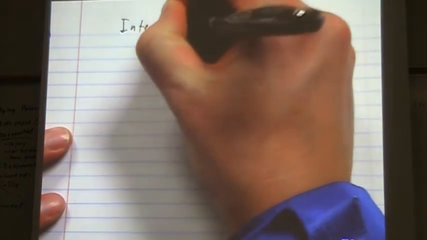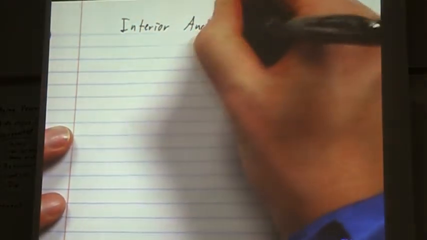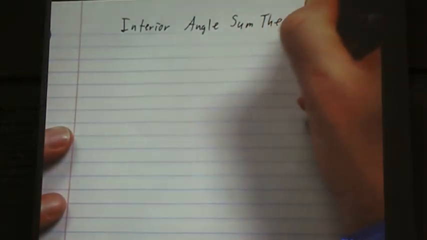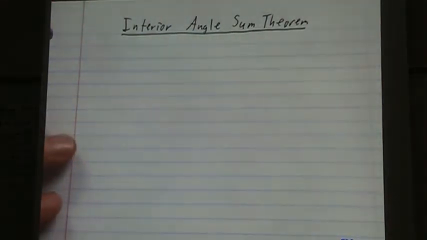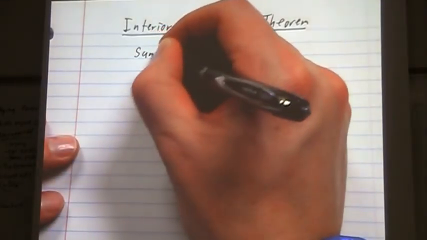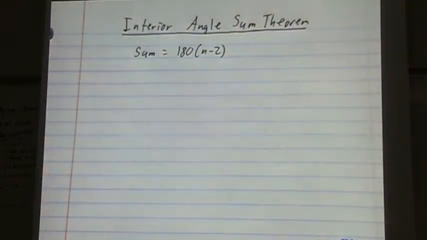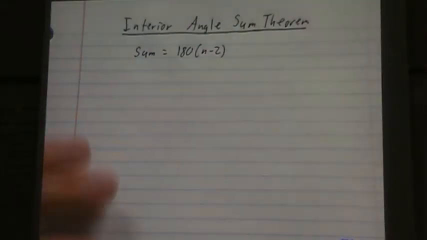So there's actually a formula. This is one of the formulas we got to know. It's called the interior angle sum theorem. Okay. And what it is, the sum equals 180 times n minus 2, where n is your number of sides.